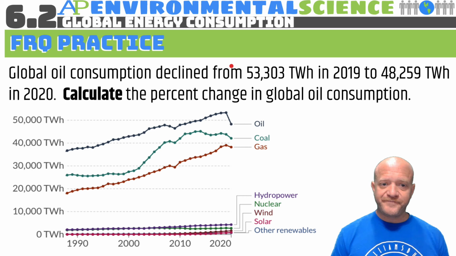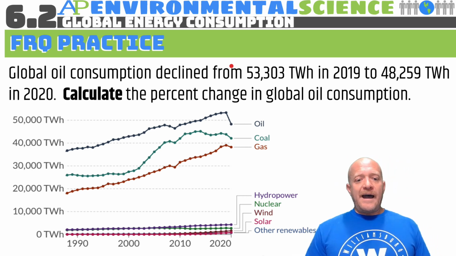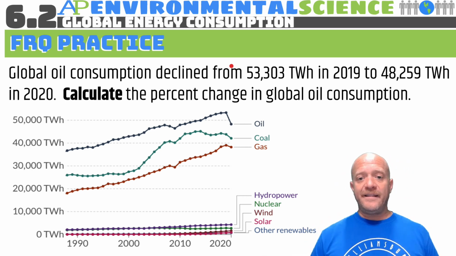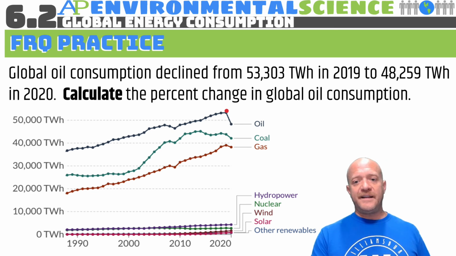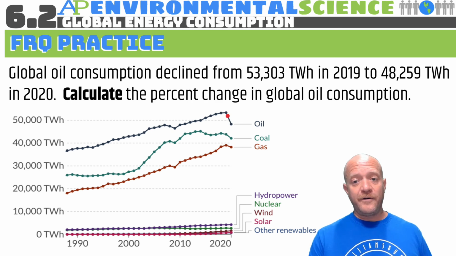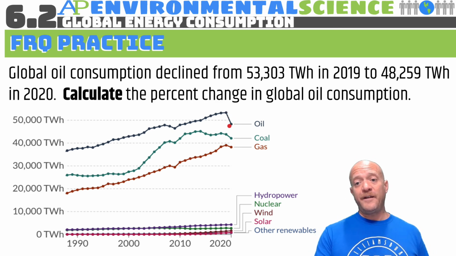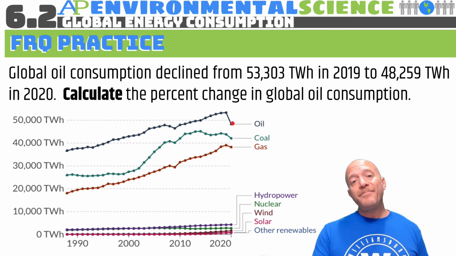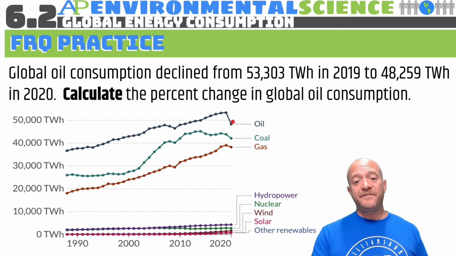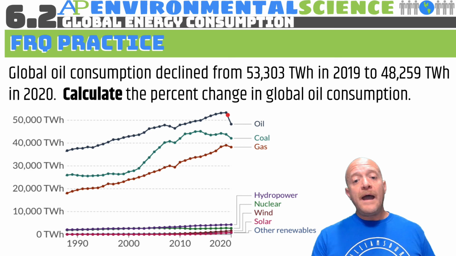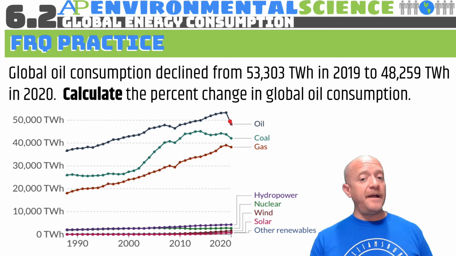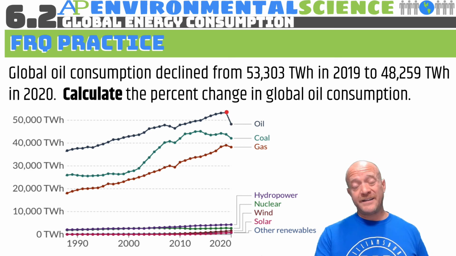So, FRQ practice. Now, I am thinking that this reduction in 2019, we had 53,303 terawatt hours, and this is for oil. In 2020, we had 48,259. I'm thinking that this is because of the COVID pandemic. I'm thinking people were probably driving less because you're not going to work, you're working from home. I imagine this is why. I'm not 100% sure, but this is what I would suspect. However, that's not what we're looking for.